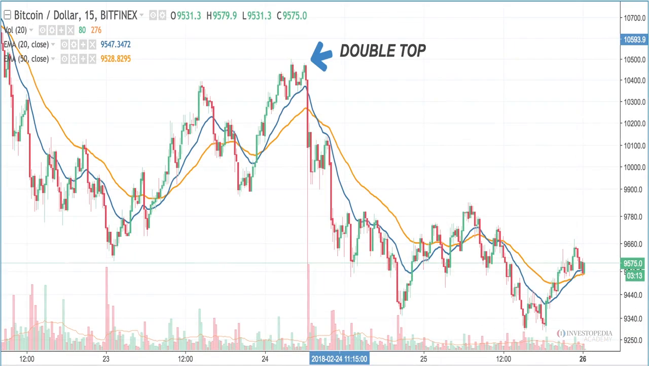Now, a double top is exactly the opposite. And this is, again, a 15-minute chart of Bitcoin versus the dollar on the Bitfinex exchange. So in this case, the price of Bitcoin rallied to 10,500, then it sold off, and then bounced back to 10,500, forming a double top. And then immediately after that, you had a huge drop and a downtrend. And so that's a double top.